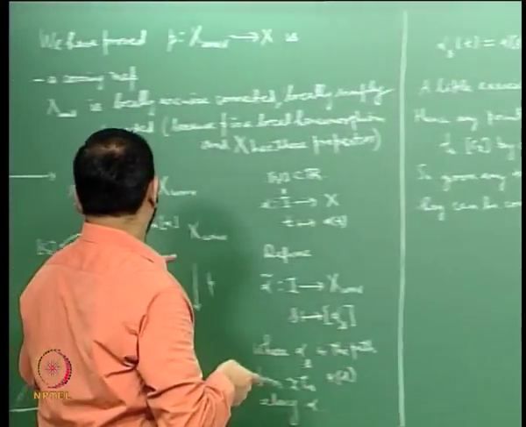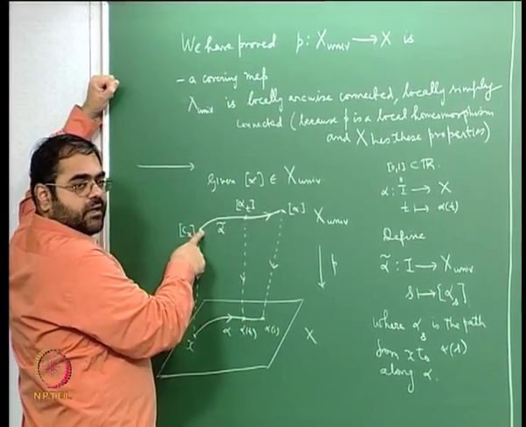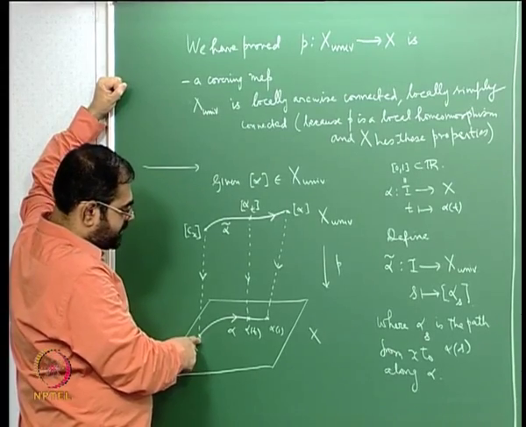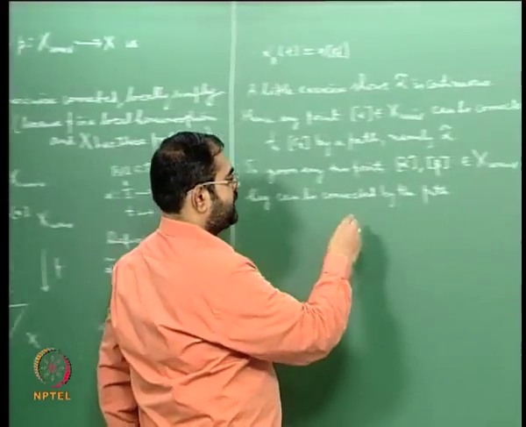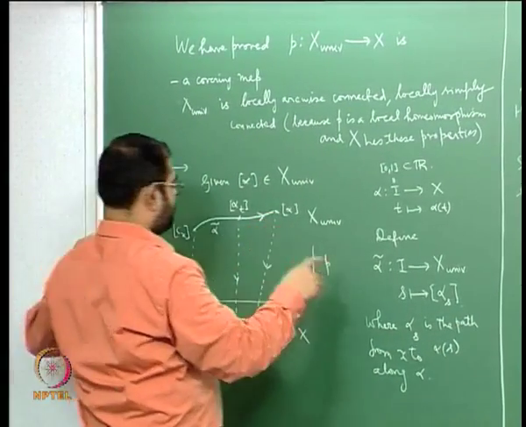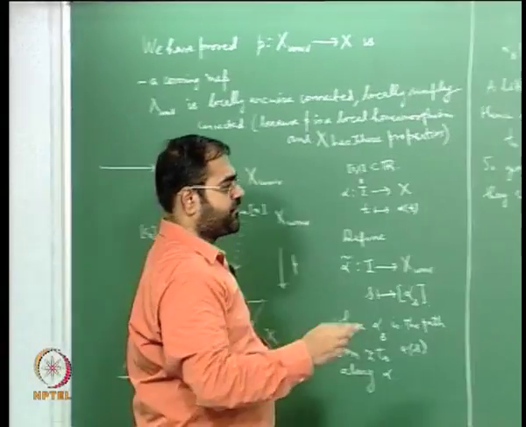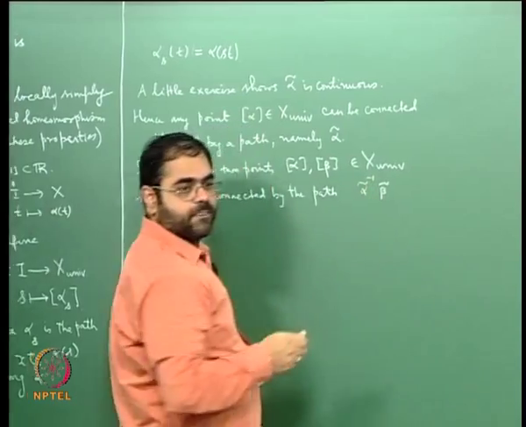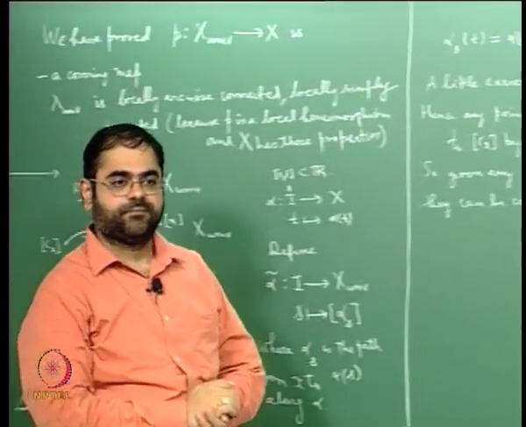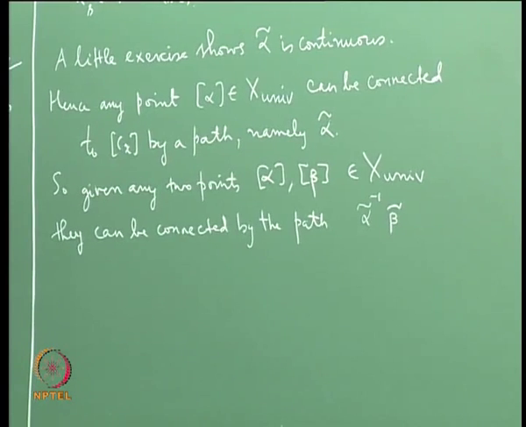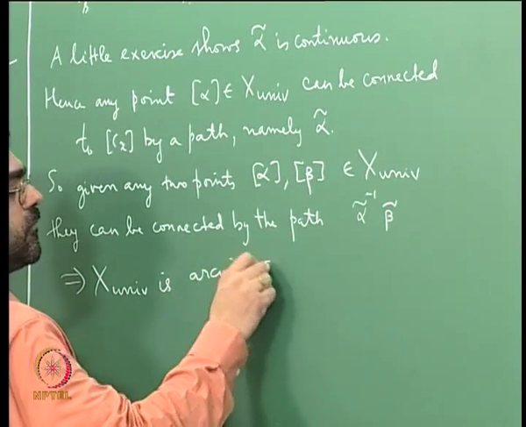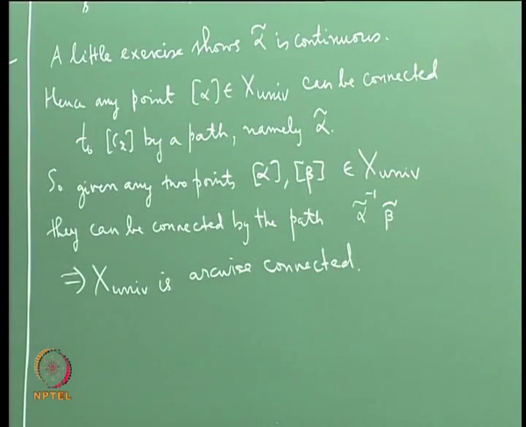Well, I have to shrink alpha to X, and then I have to unshrink beta. So the path will be: you first apply alpha tilde inverse, because I want it to go like this, and then I will apply beta tilde. This path will do the job. So this tells you that therefore this is arcwise connected.